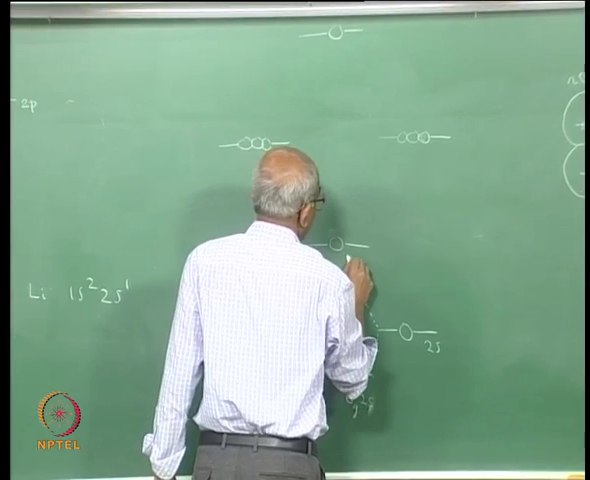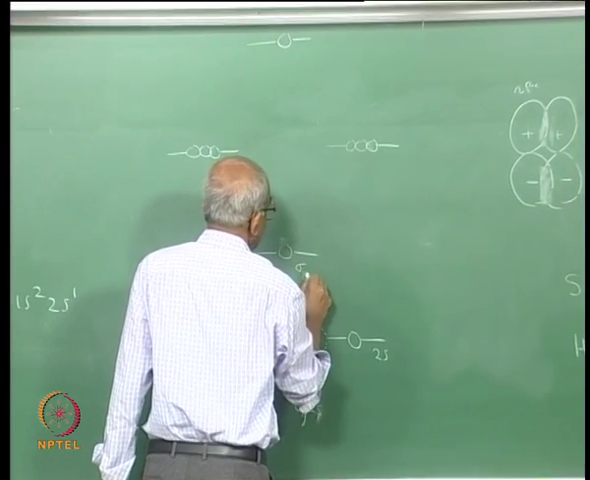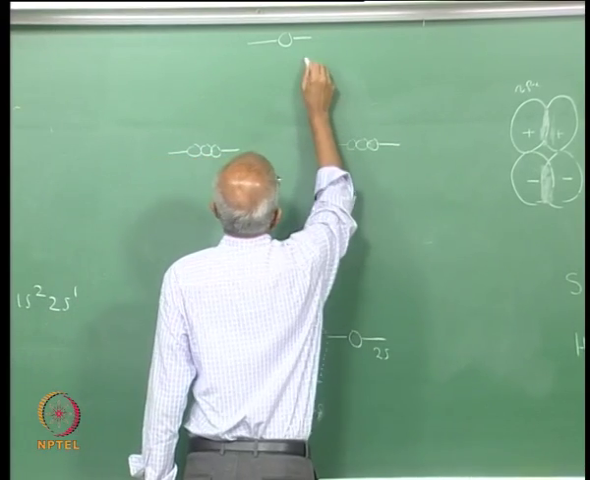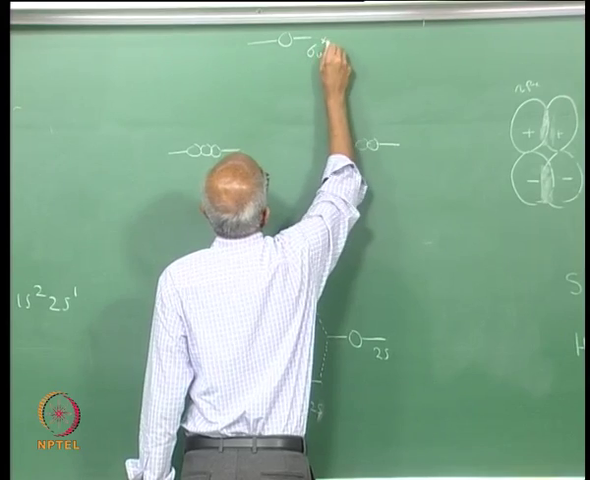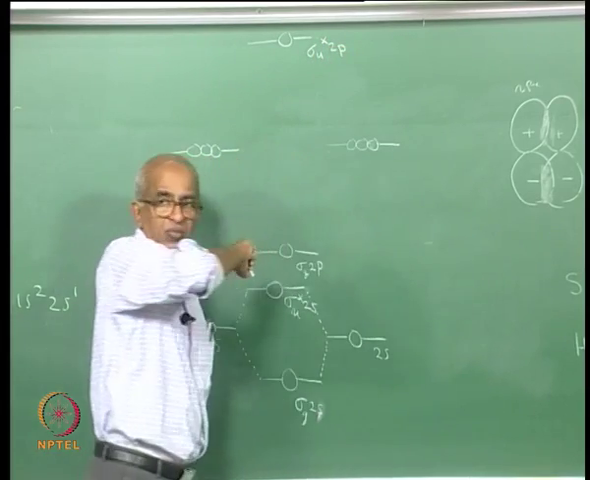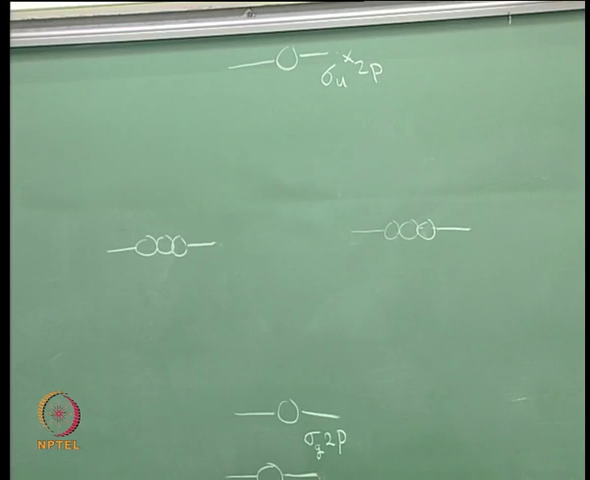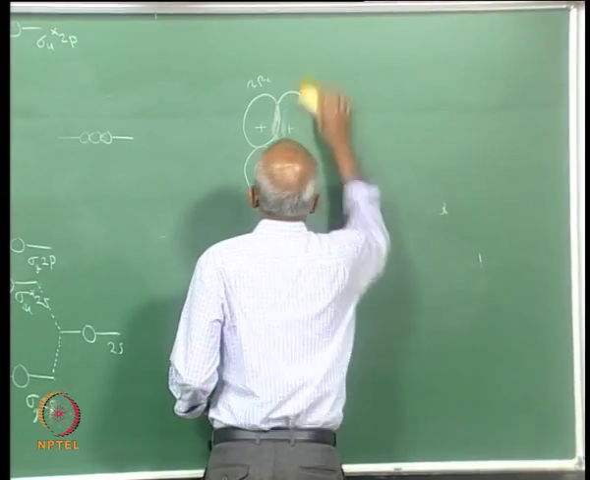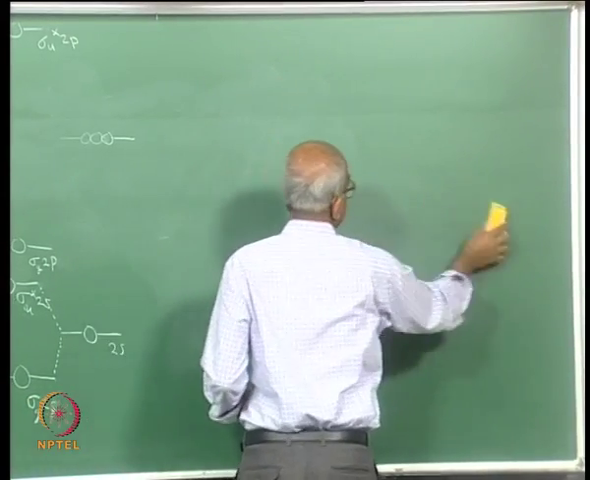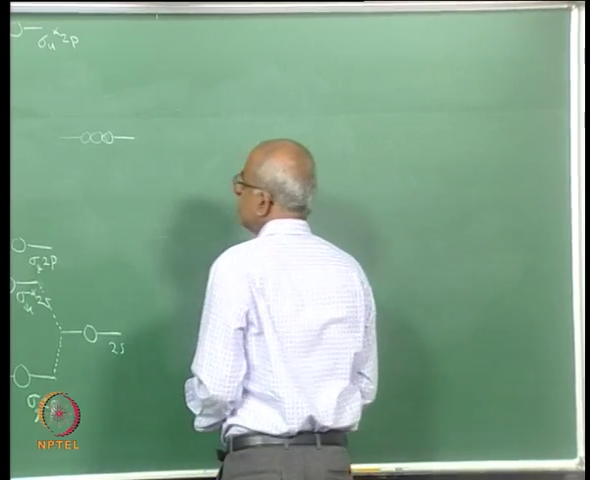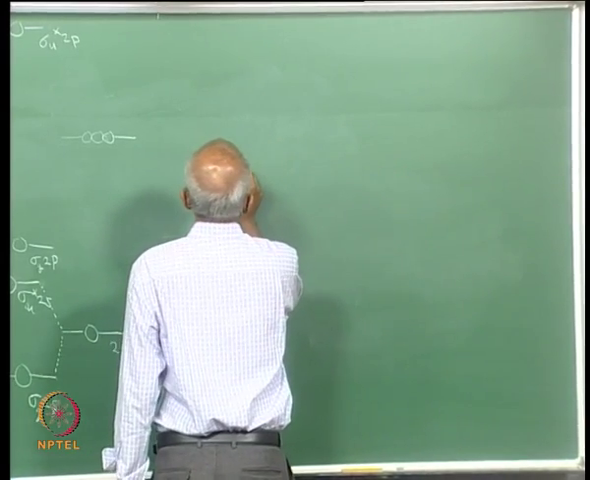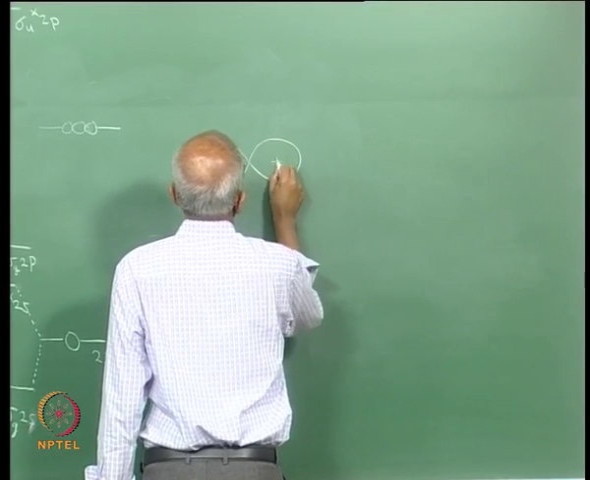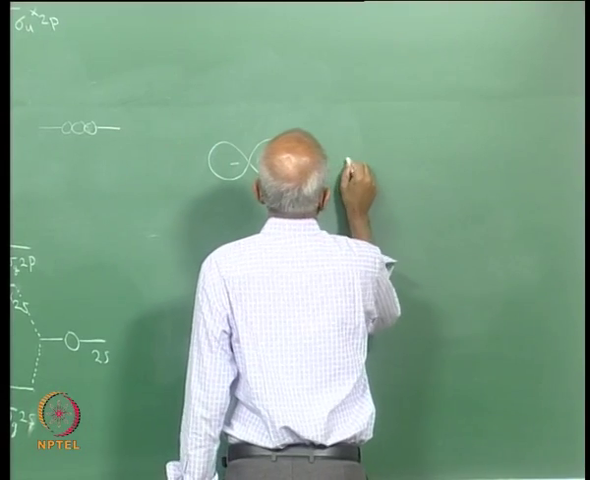How will you call it? It is going to be called sigma g 2p, right, and this is going to be called sigma u star 2p. I should probably draw pictures of these molecular orbitals. How would they look like? So, this is 2pz on the first and 2pz on the second.